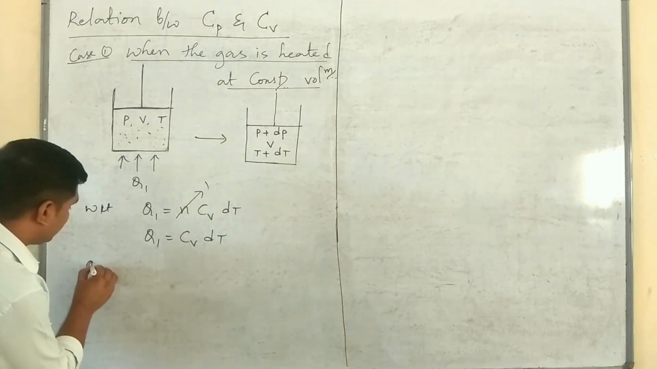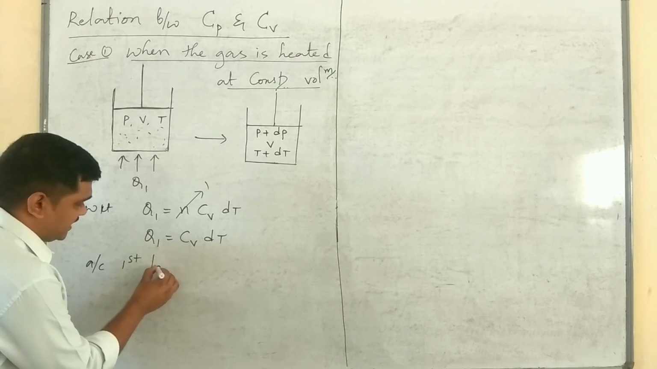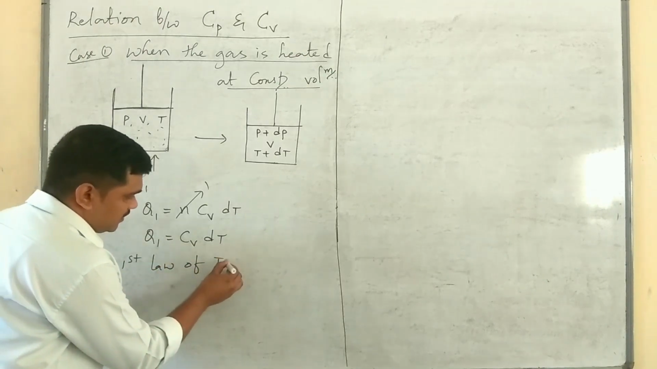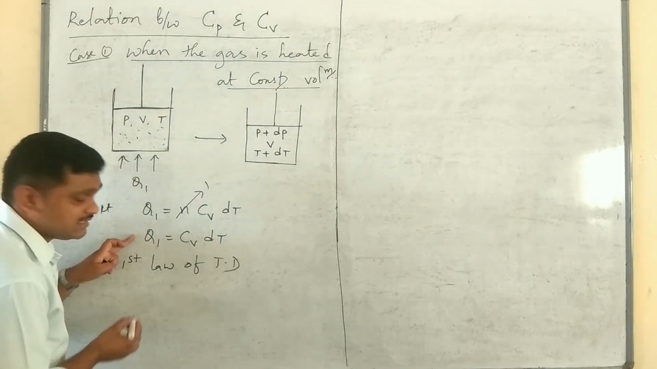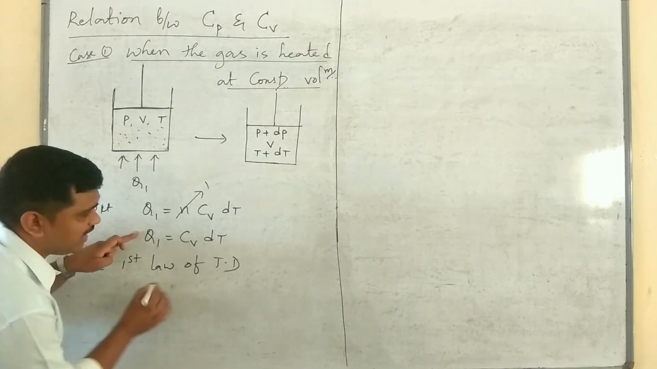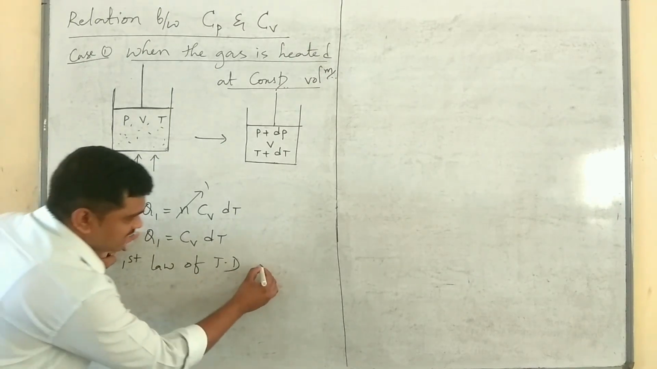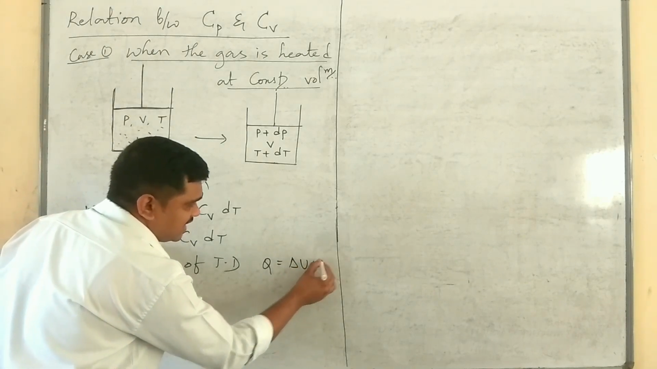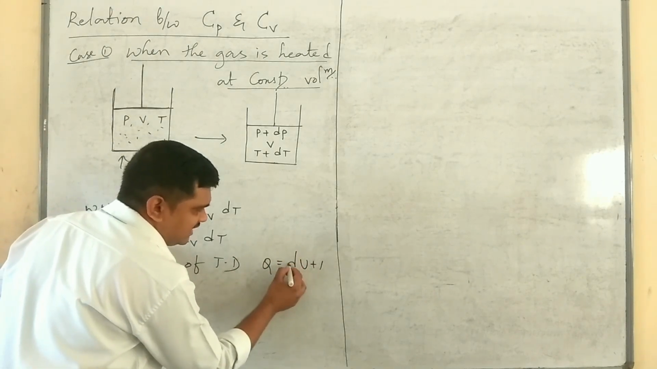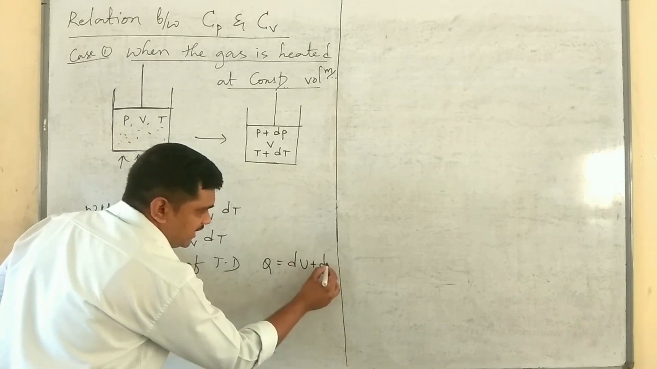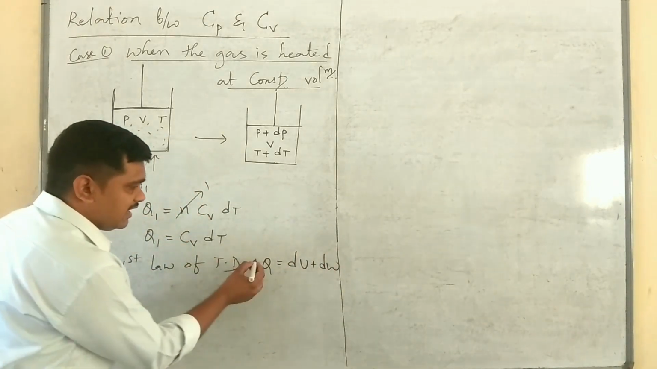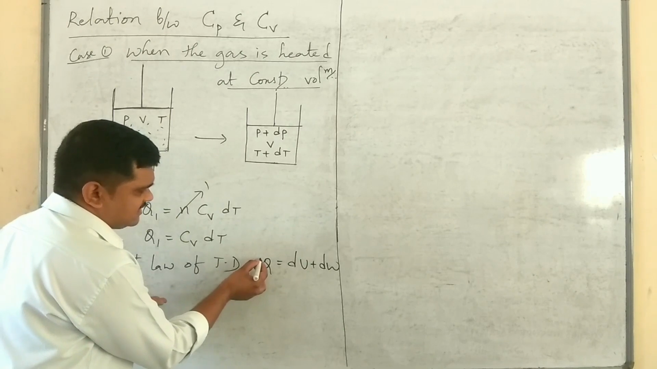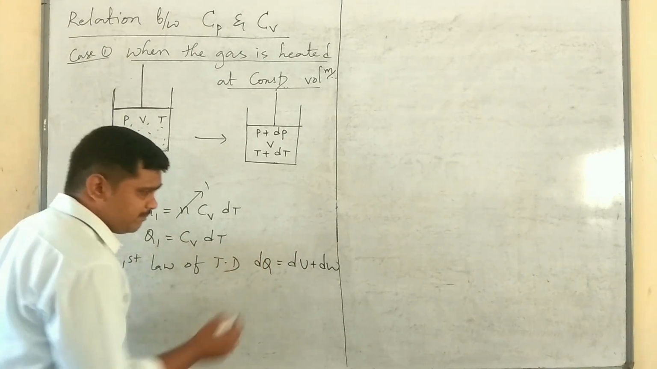According to the first law of thermodynamics, in place of Q1, what can we write? Actually Q is delta U plus delta W, or simply I will write dU plus dW. You can also take it as dQ or simply Q, no problem.